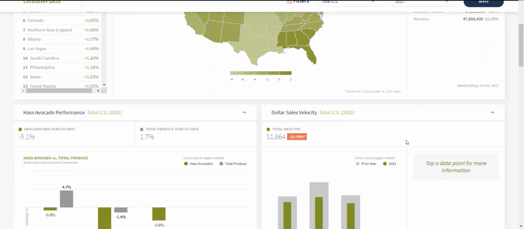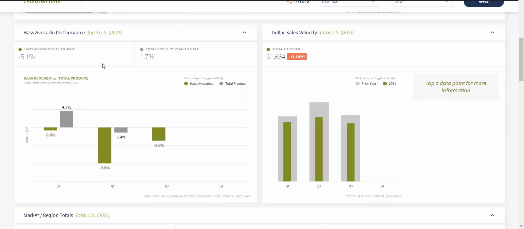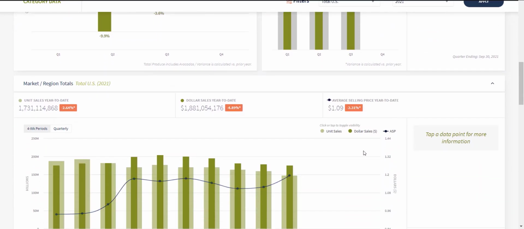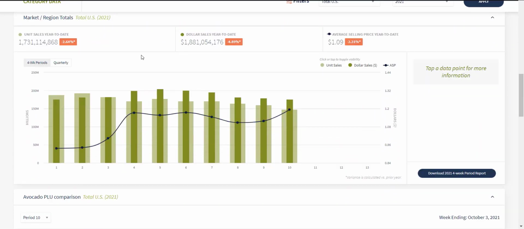The next section provides quarterly view of the category performance versus total produce, that on the left, and on the right you'll see the dollar sales velocity. Going down, the following section is called Market and Region Totals. It provides a 4-week view and year-to-date totals on unit sales, dollar sales, and average selling price. When you click on a data point, you can get the actual figures to the right, and this data is also downloadable in Excel format for further analysis.